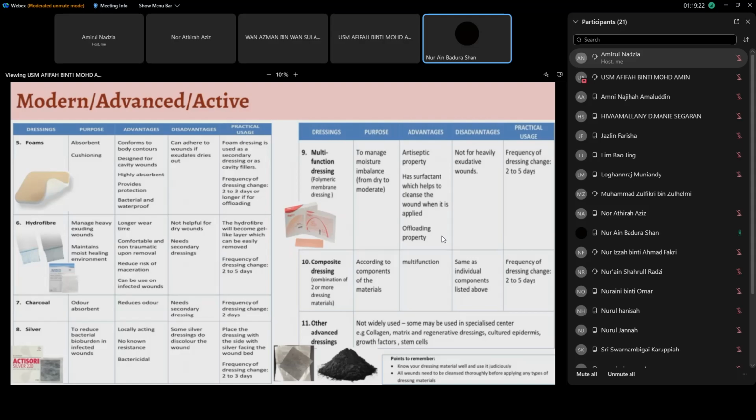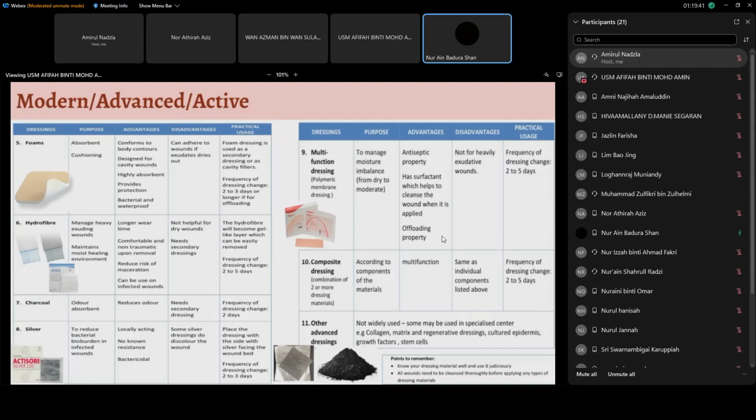Next we have foam. This one is absorbent and cushioning. It is designed for cavity wounds and is highly absorbent for highly exudative wounds. However, it can adhere to the wound if the exudate dries out.